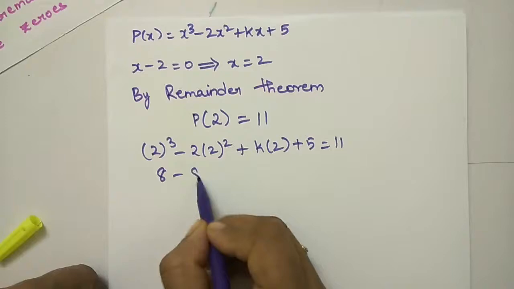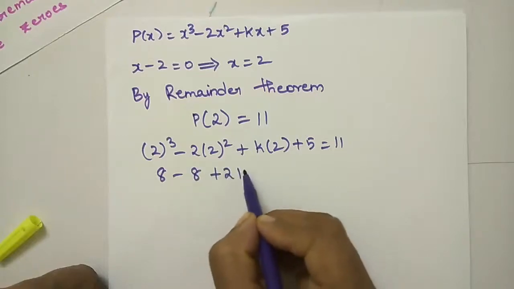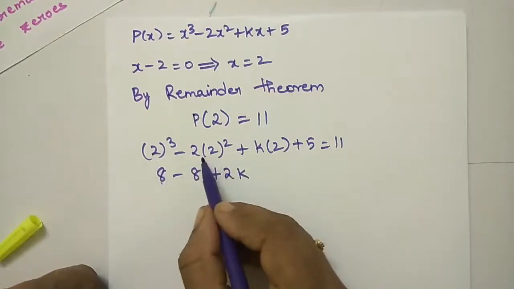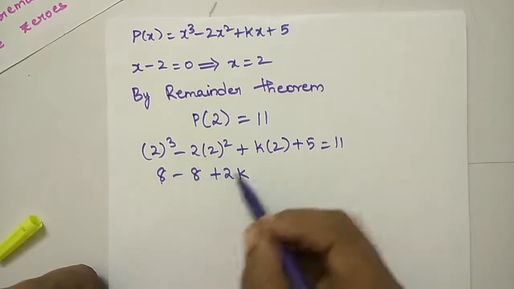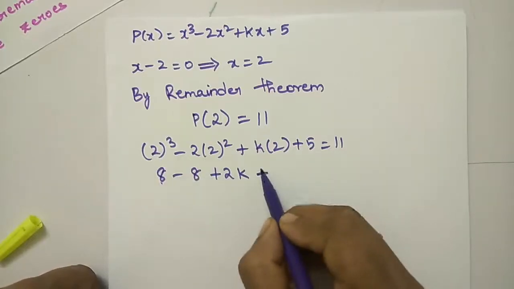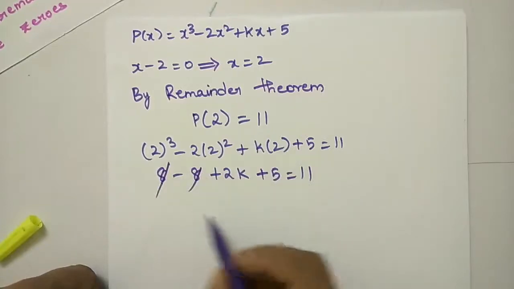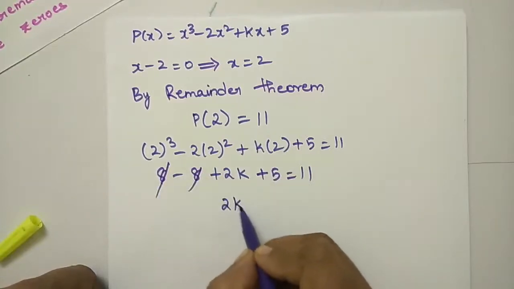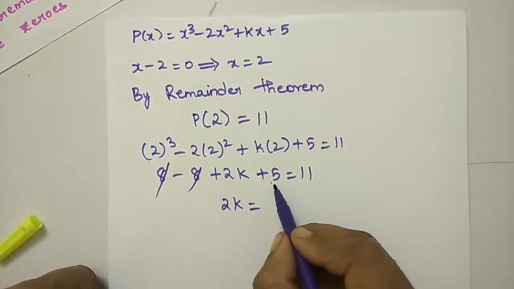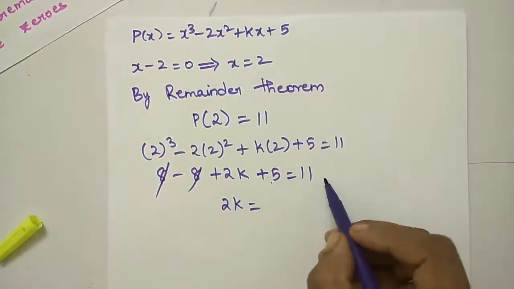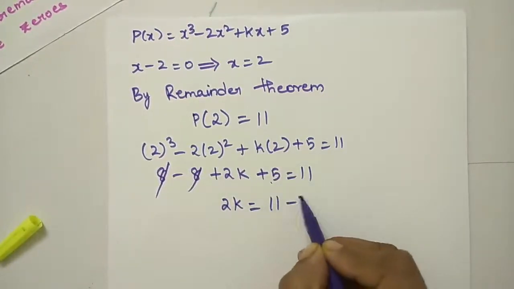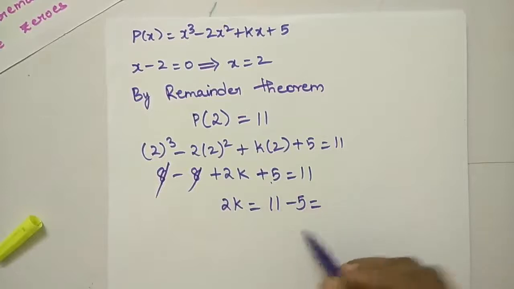8 minus 8 plus 2k. 2 cube is nothing but 8. 2 into 4 is nothing but 8. 2k plus 5 equal to 11. Okay. These two get cancelled. 2k equal to, this 5 on going to right hand side becomes 11 minus 5. Is it not? 11 minus 5 is nothing but 6.